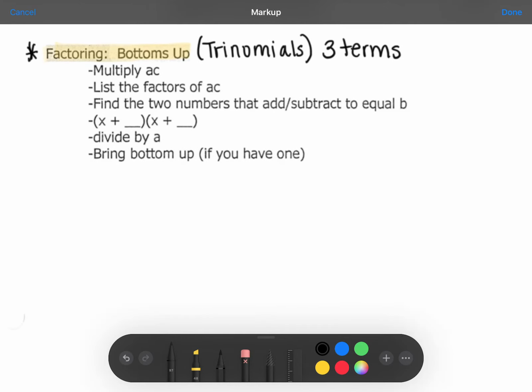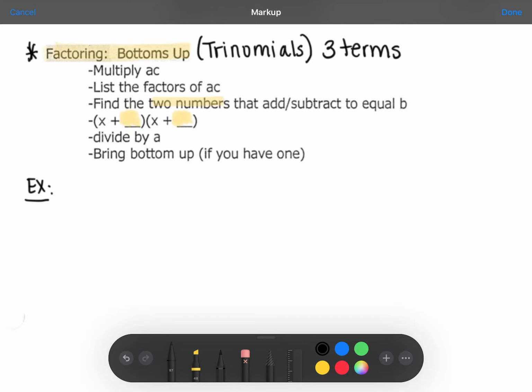All right, so these are the instructions here. You're going to multiply AC, which is the first term, by the last term. You're going to list the factors of AC. You're going to find the 2 numbers that add or subtract to equal B, which is the middle number. And then you'll set up your 2 houses. And those 2 numbers will fill in these blanks. Whatever your 2 numbers are that you have determined, they'll fill in those blanks. And then you'll divide by A, which is the first number in your trinomial, and then you'll bring your bottom up if you have one after reducing. So let me show you a few examples.